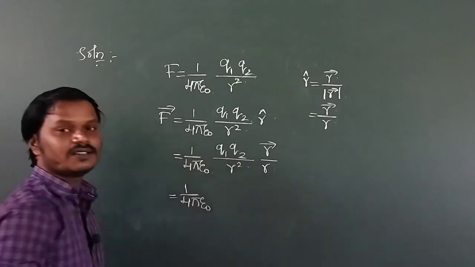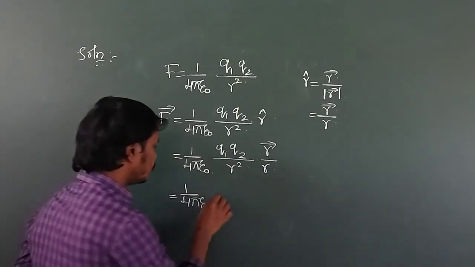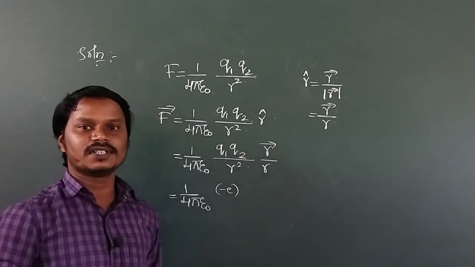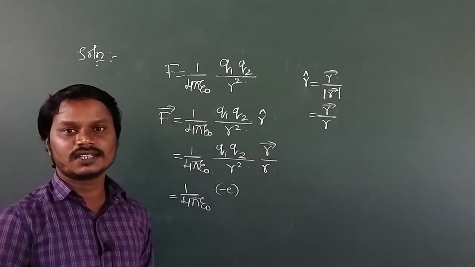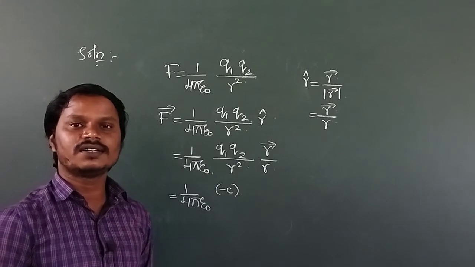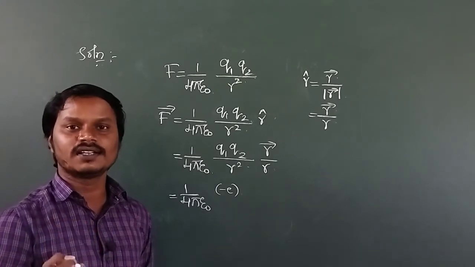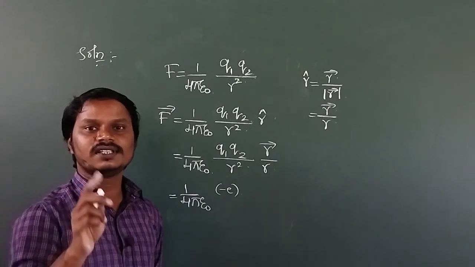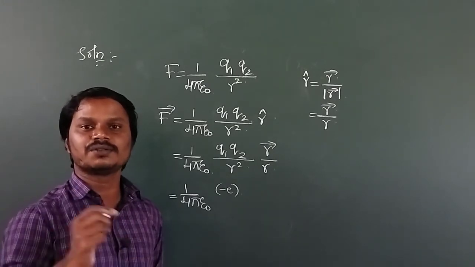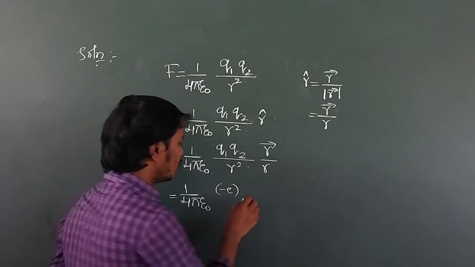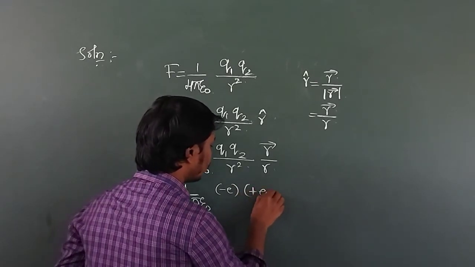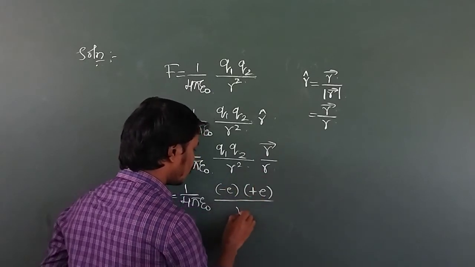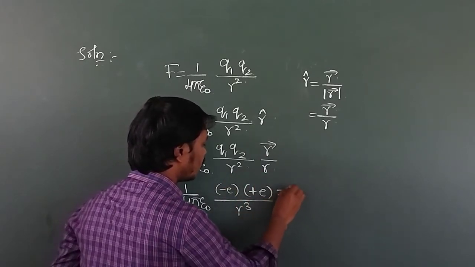So the charge on the electron is minus e, and the charge on the hydrogen nucleus... Which atom is given here? Hydrogen atom is given. What is the charge on the hydrogen nucleus? That is plus e, because the hydrogen nucleus has only one proton and no neutron. Hence the charge on the hydrogen nucleus is plus e, and the force is divided by r square into r, that is r cube into vector r.